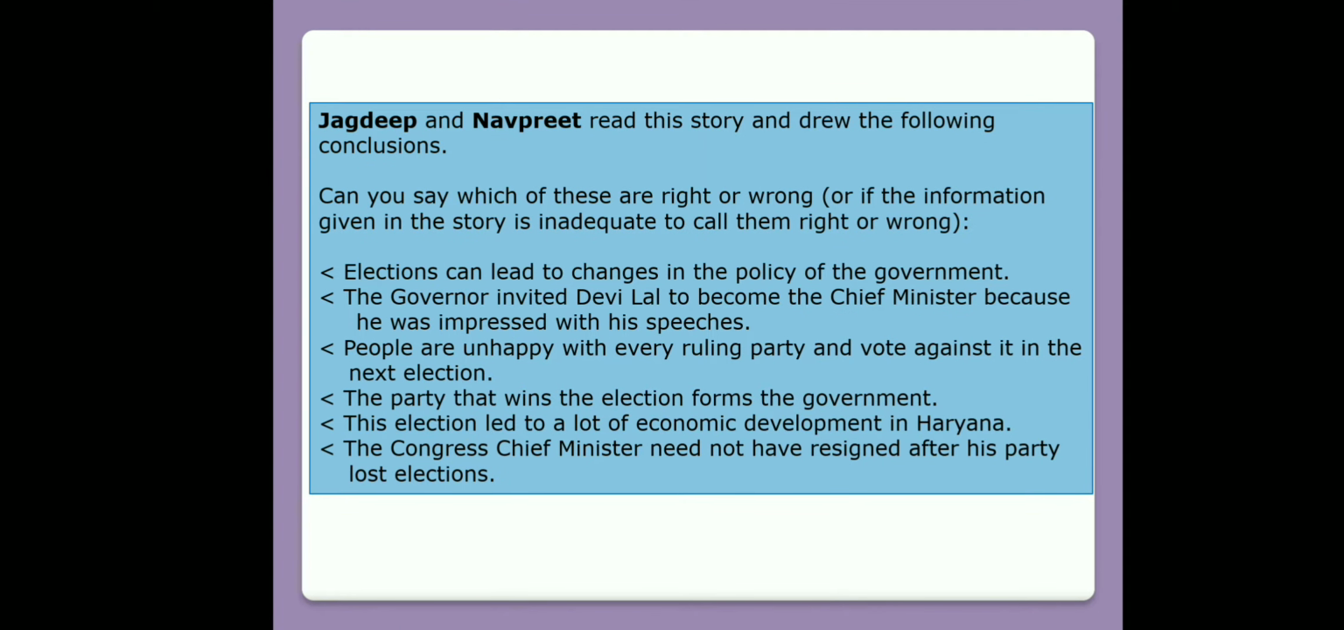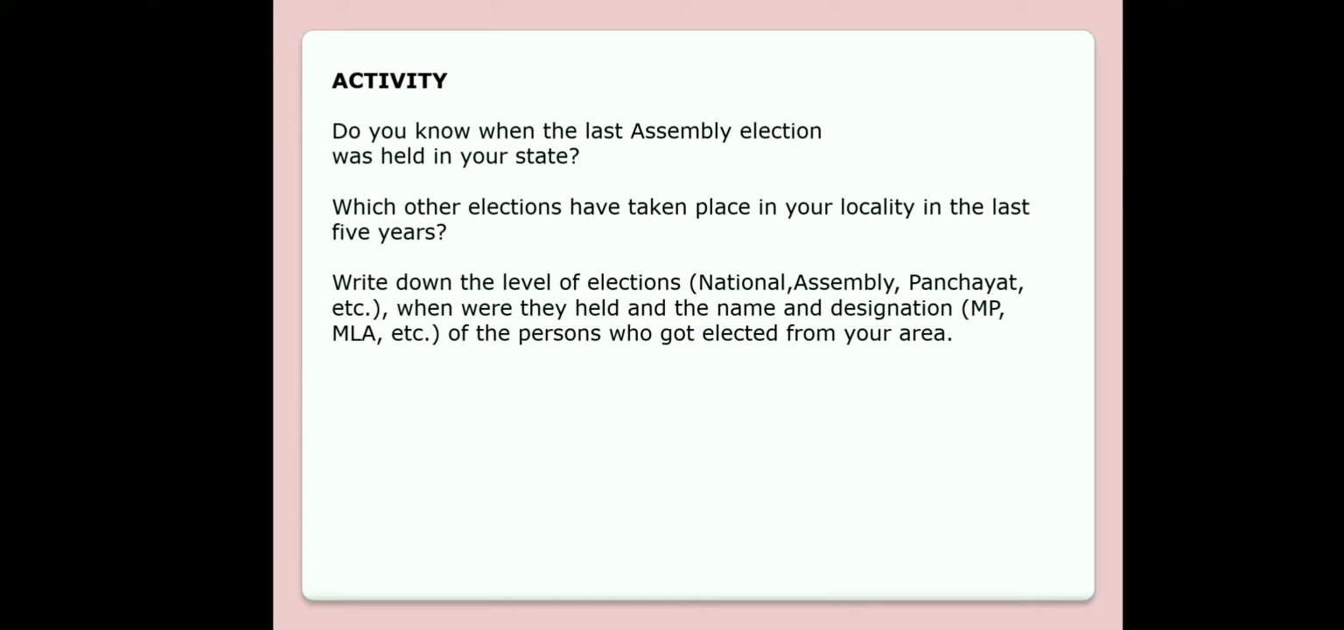Now try to do this activity. Do you know when the last assembly election was held in your state? Which other elections have taken place in your locality in the last 5 years? Write down the level of elections: national, assembly, panchayat, etc. When were they held, and the name and designation, MP, MLA, etc., of the persons who got elected from your area? So you know that elections are conducted at different levels for direct representatives. Lok Sabha elections happen at the national level for electing MPs. Vidhan Sabha elections happen at the state level for selecting the MLAs. And as you know, now the local level elections are happening.